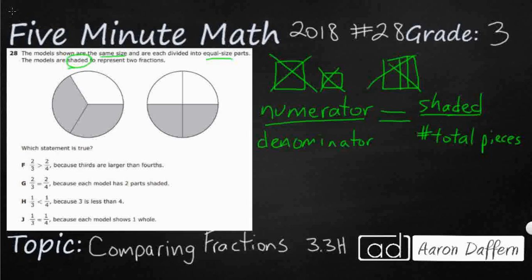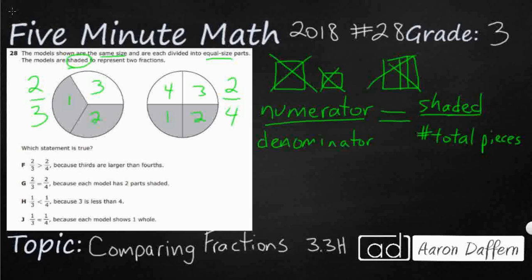So let's see if we can name these two fractions here. In this first circle, I've got 2 shaded pieces. That's my numerator. And 3 total pieces. So this is going to be the fraction 2/3, because 2 out of 3 pieces are shaded. Looking at this other fraction over here, I see 2 pieces are shaded out of 4 total pieces. So I've got 2/3 and 2/4. And then I simply need to compare them. Greater than, less than, or equal to.